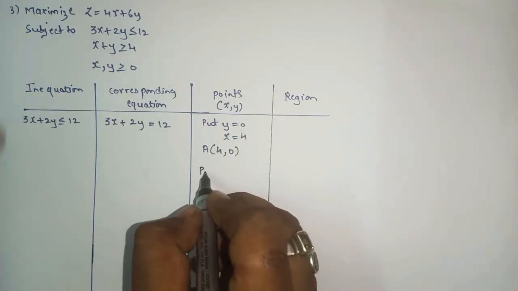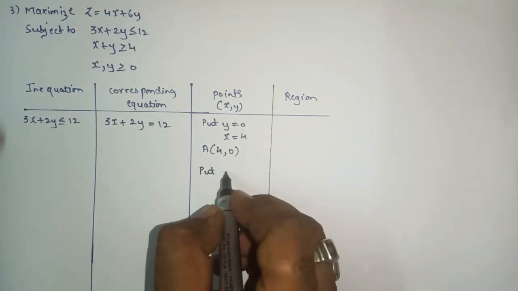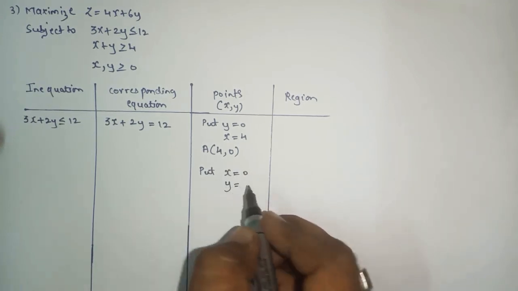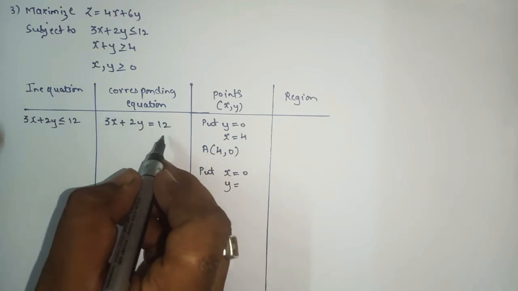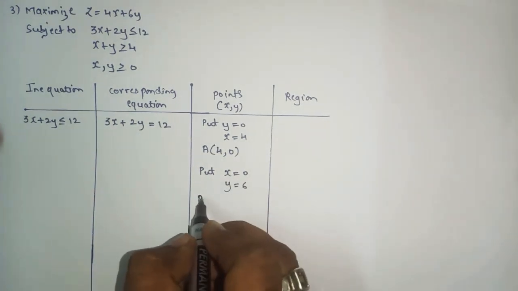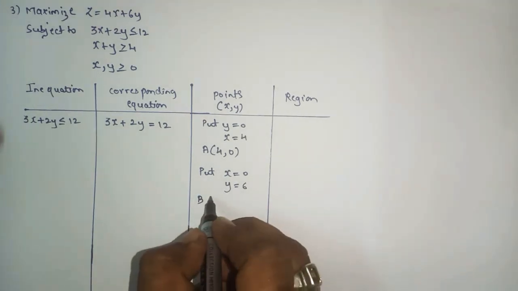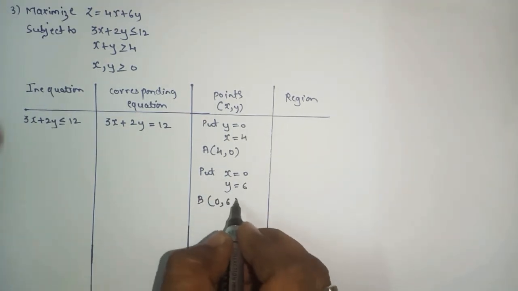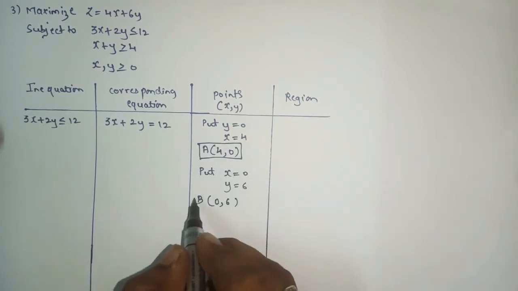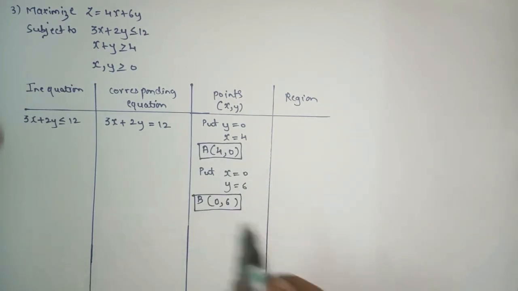In the next case you will put x equal to 0. So here y will be equal to, 2 will go down, so 12 upon 2 will be what? 6. Here we got the second point, x comma y. So here we got A as 4 comma 0, B as 0 comma 6.